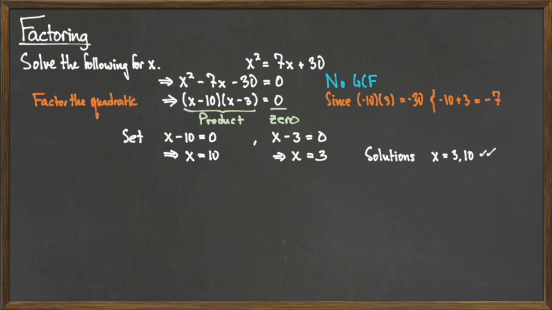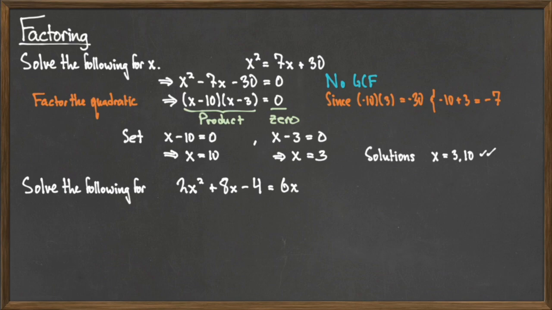Let's look at another example. Take the polynomial 2x squared plus 8x minus 4 is equal to 6x. First, I need to reduce it to standard form, which means I need to subtract a 6x from both sides. This will give me a 2x squared plus 2x minus 4 is equal to 0. This polynomial requires the AC method to factor, but we can see that standard form is really important here.